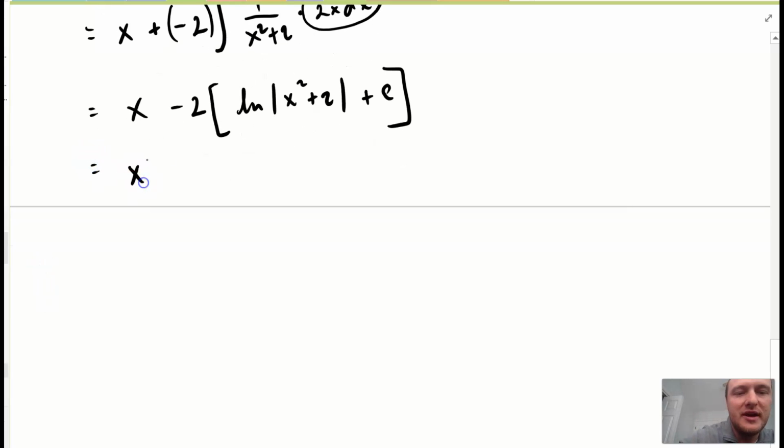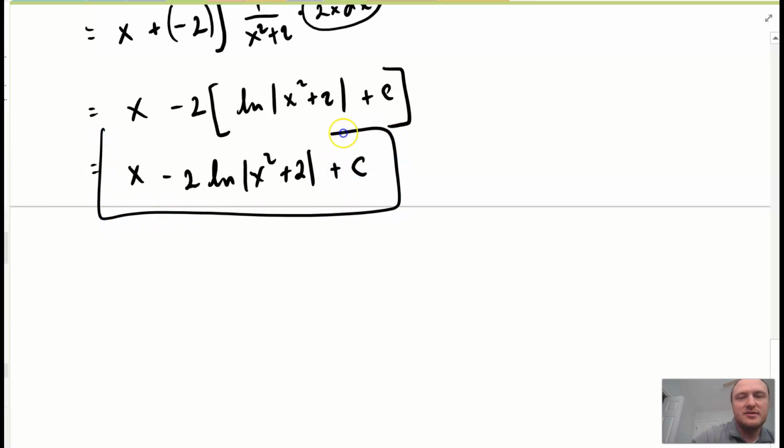And if you want to rewrite this, you can. x minus 2 times the natural log of x squared plus 2 plus c. And there is your answer.